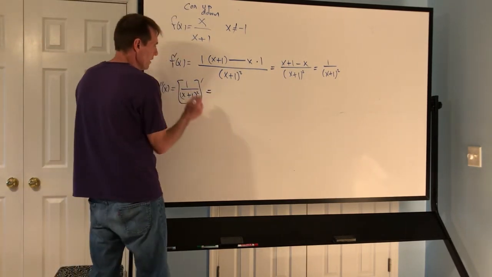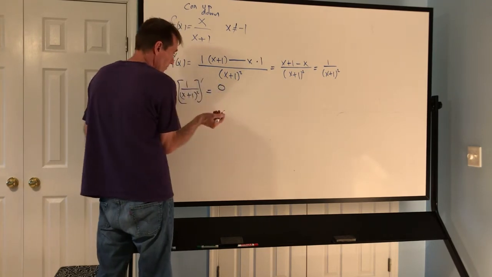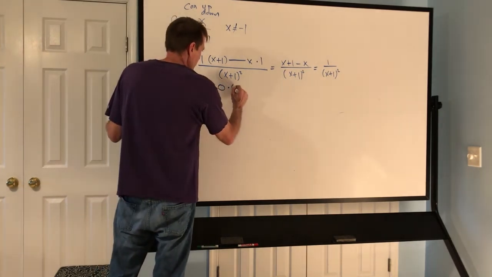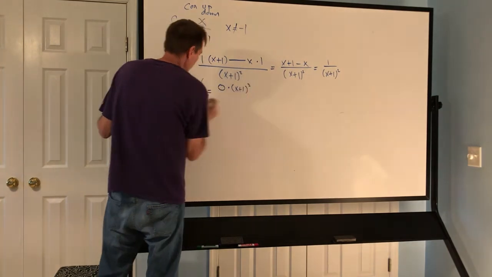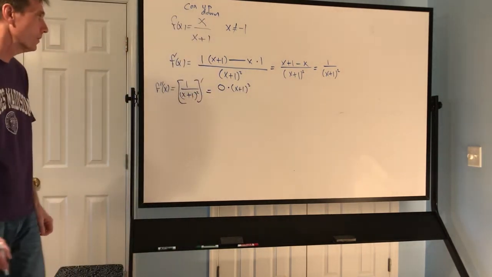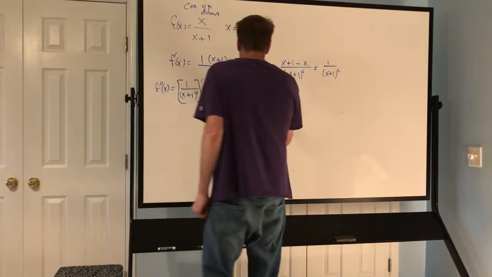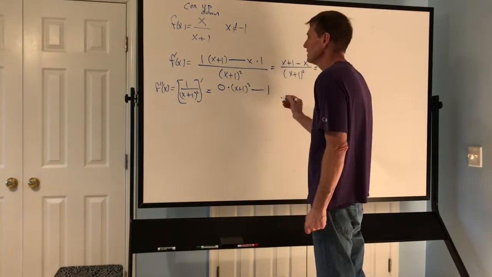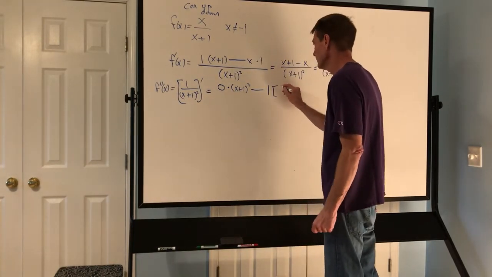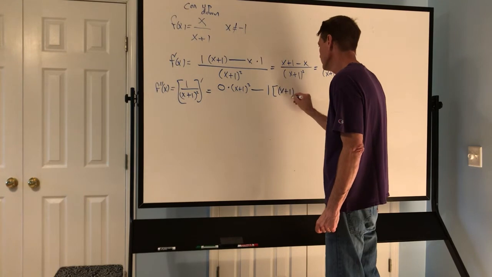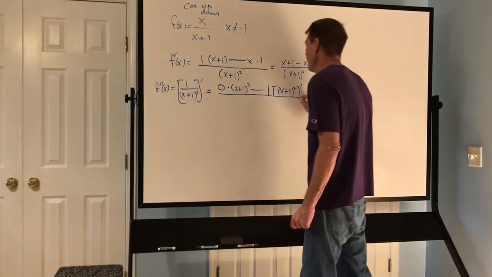The derivative of the top is 0, which is nice, times the bottom. Now remember, the bottom here is x plus 1 squared. Minus the top, 1, times the derivative of the bottom. We'll deal with that in a moment. Now, all over the bottom squared.